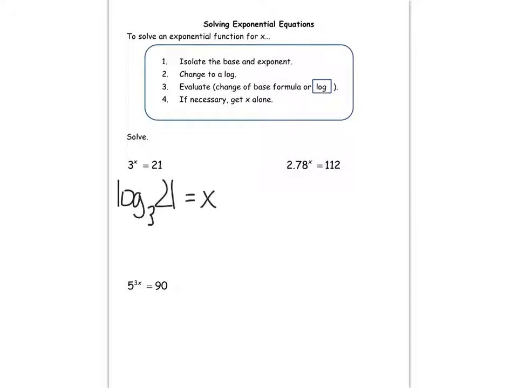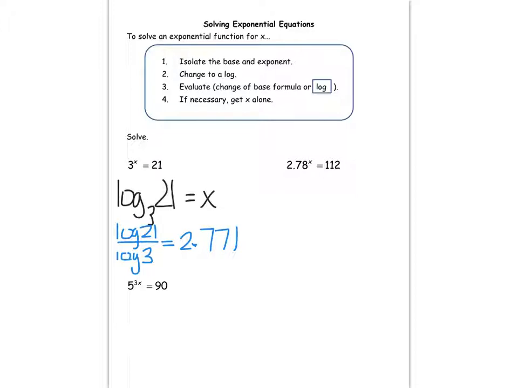That's not anything I can type in my calculator. Remember, the calculator button is just for base 10. So I'm going to need the change of base fraction now. So log of 21 divided by log of the base. Remember to use parentheses if you're on your TI. And you should get 2.771 for the answer for x.